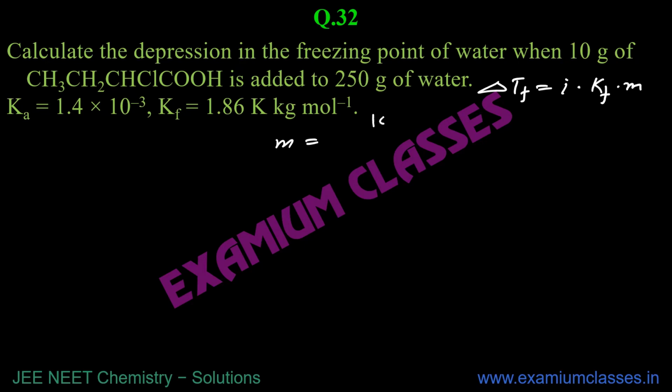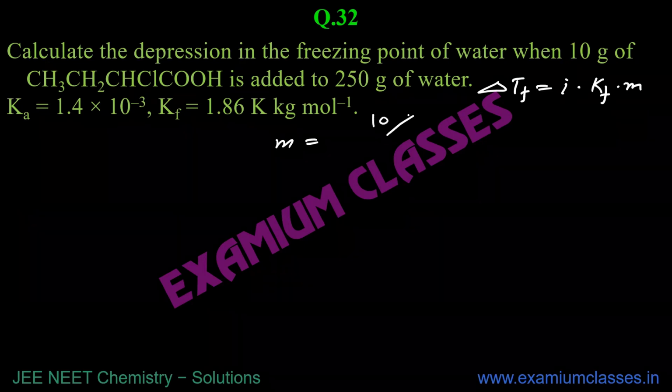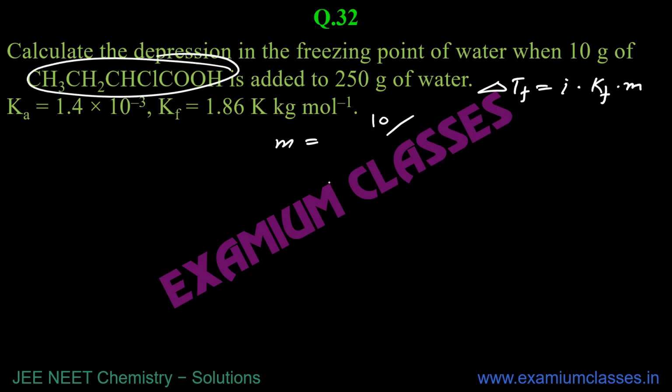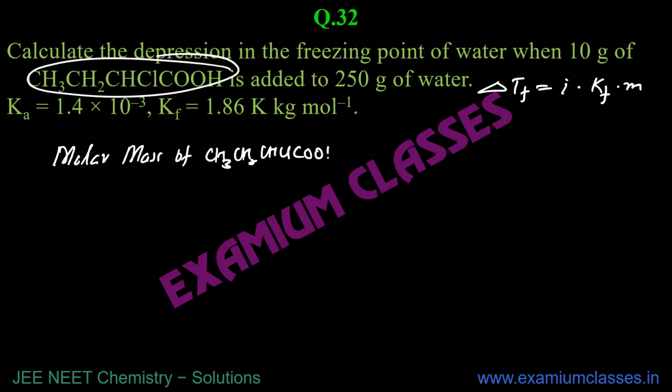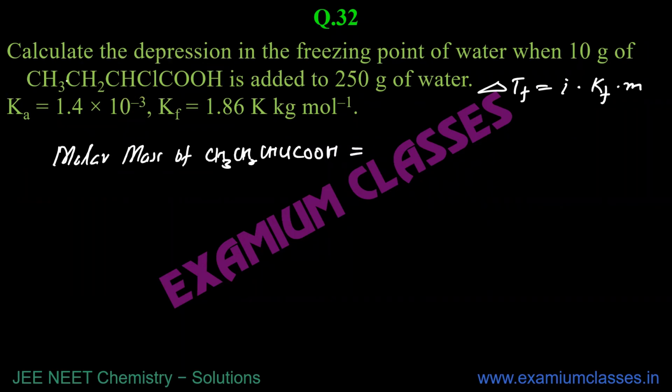So molality will be the number of moles, which means 10 divided by the molar mass, so you will have to calculate the molar mass also. So first calculate the molar mass of CH3CH2CHClCOOH. CH3, remember, is 15, CH2 is 14. So it will be 15 plus 14 plus CH will be 13 plus 35.5 plus again C 12 plus 2 oxygens, 32 plus 1 hydrogen, 1.